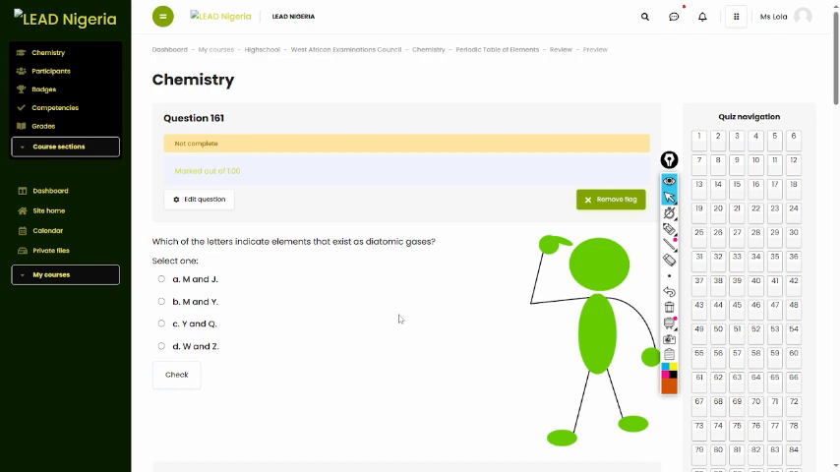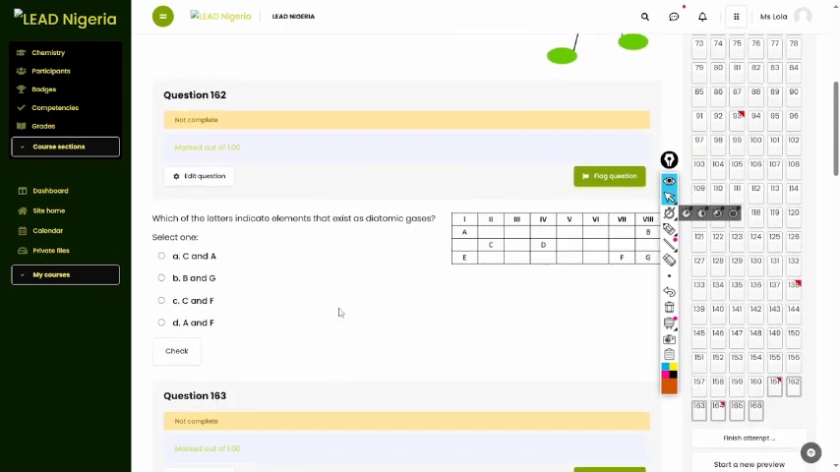So which of the letters indicates elements that exist as diatomic gases? Looking at the question, there is not enough information to answer this question. So this question has been flagged. Let's move to the next question.